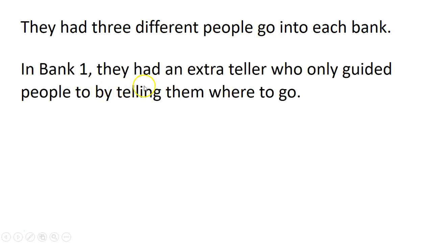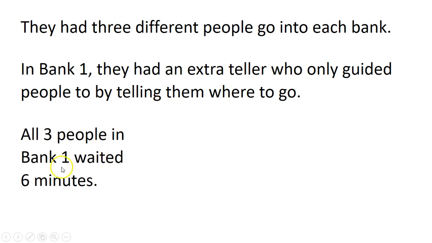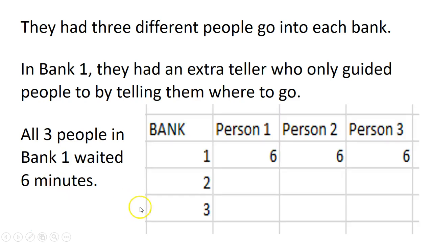In Bank 1, they had an extra teller who only guided people by telling them where to go. So they just stood up there and said, here, you go there and you go there. They're ready for you. All 3 people in Bank 1 waited 6 minutes. So with that person doing that, they all waited 6 minutes, right? So 6, 6, 6, there you go.